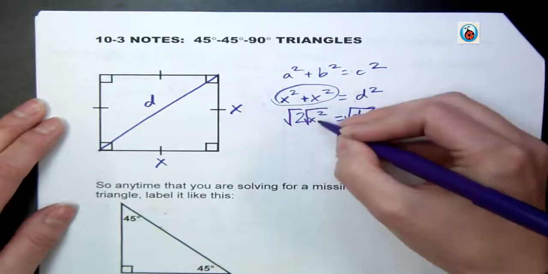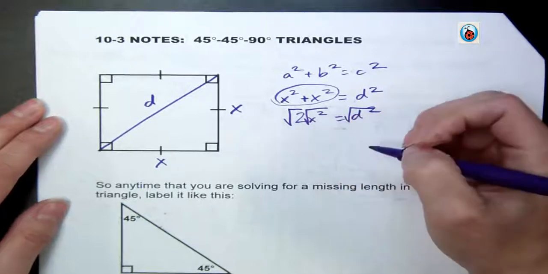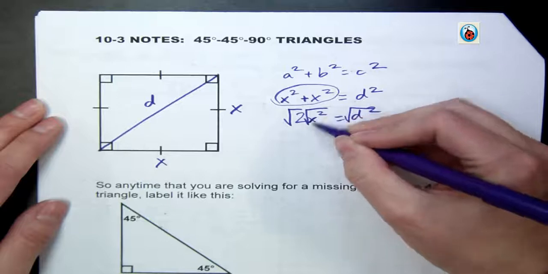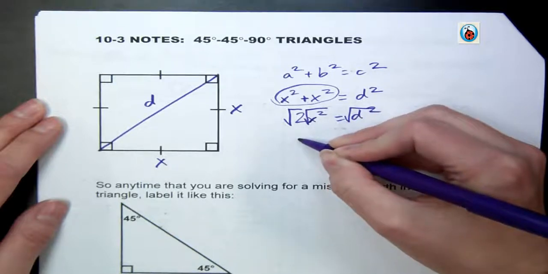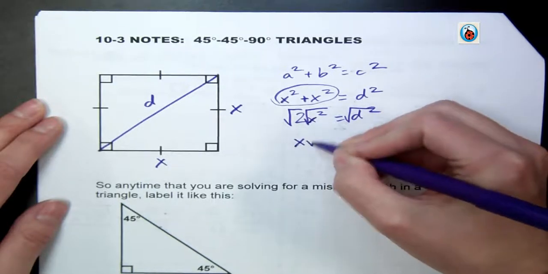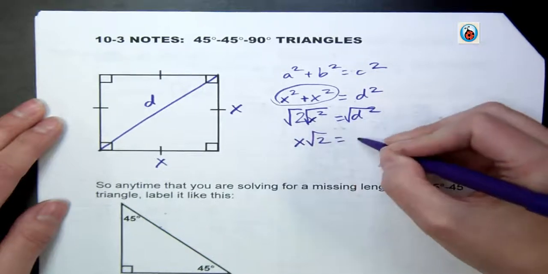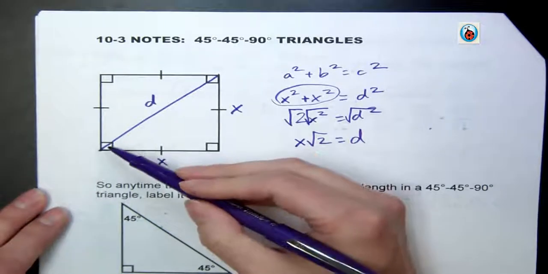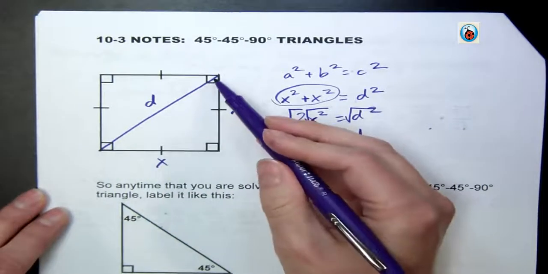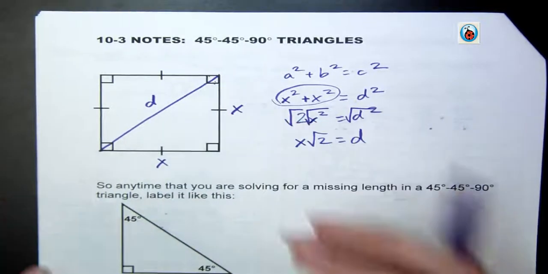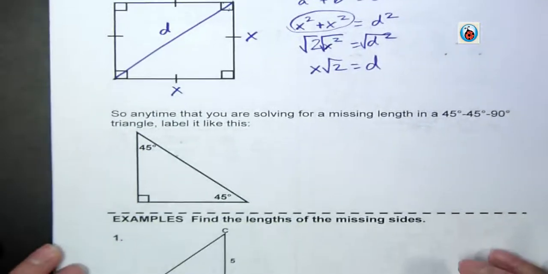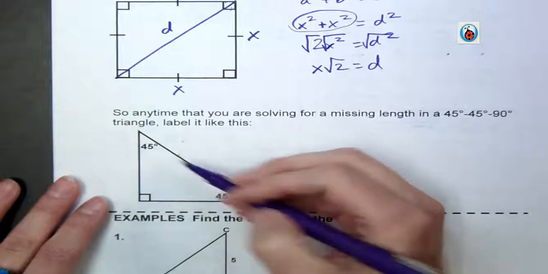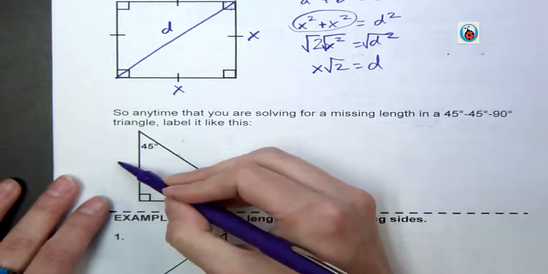Because we have an x squared and a 2, I can take the square root of them separately. The square root of x squared is just x, and I'm left with the square root of 2, so my diagonal equals x root 2. When we divide that line in the middle, we divide the 90-degree angle exactly in half. So this is called a 45-45-90 triangle. Anytime you have a right triangle with 45-degree angles, you can follow this pattern.